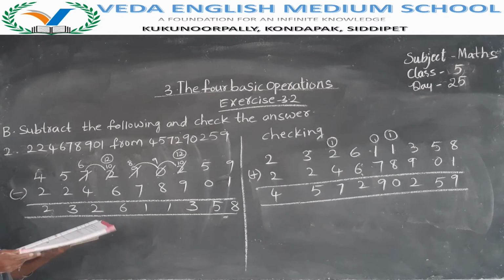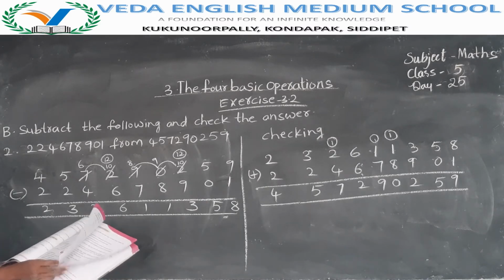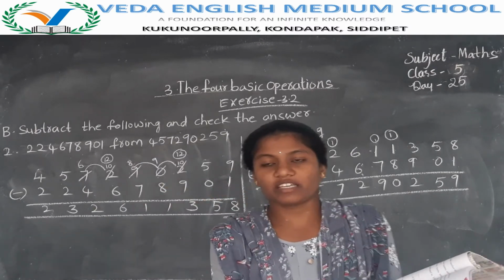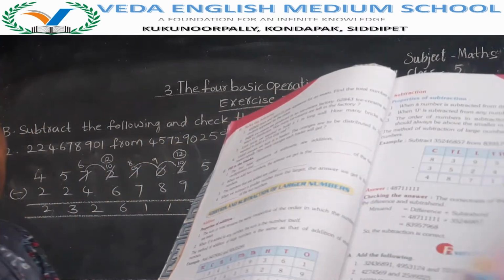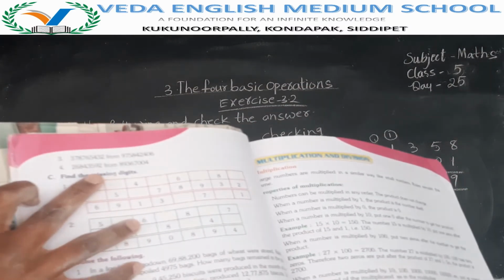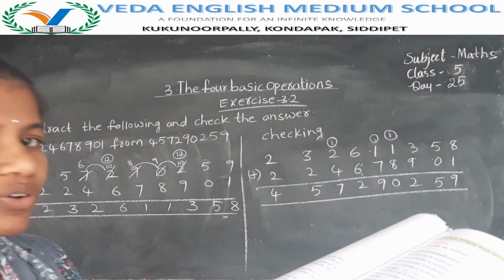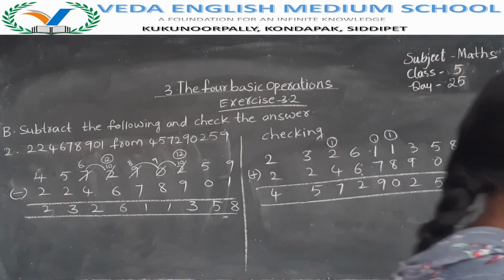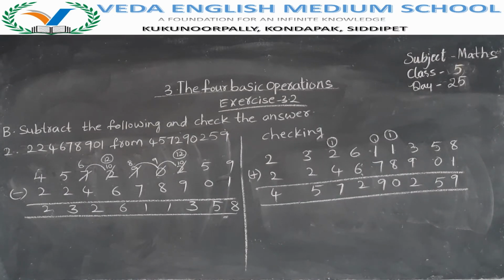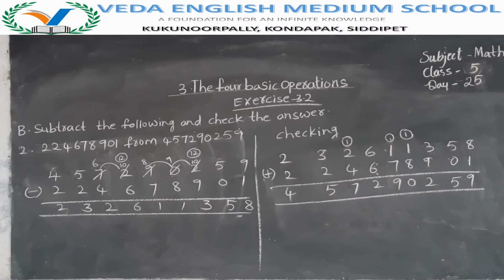In exercise 3.2 we have the B bit. In the B bit I have explained two problems. Here on the back side you have two more problems. Complete the two more problems with checking and send to me. If you don't know, ask me and I will explain. Next bit is find the missing digits.